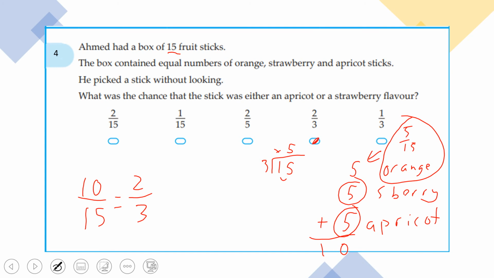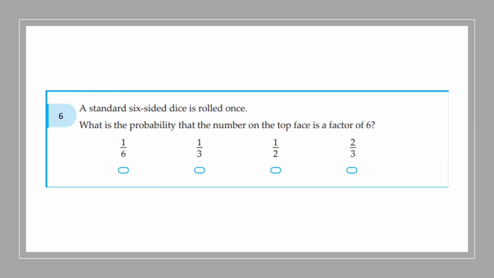And last one of the trickier questions. A standard 6-sided die is rolled once. What's the probability that the number on the top face, so the number it lands on, the one that we can see when we typically roll a die, is a factor of 6? Well, we have to remember what factors are. Factors are whole numbers that multiply together to equal another number. So for example, the factors of 8: 1 times 8, 2 times 4. They are your factors of 8.